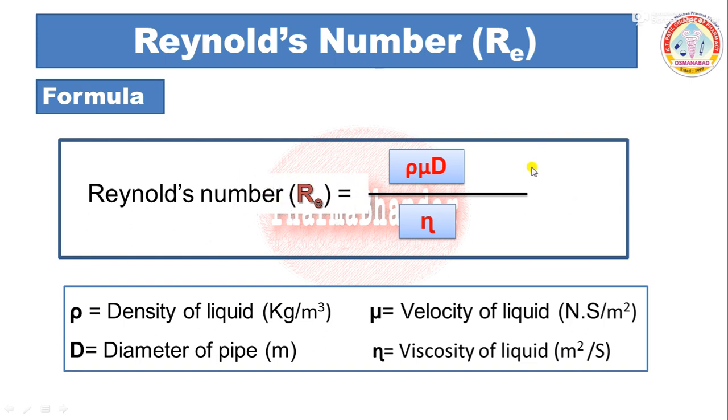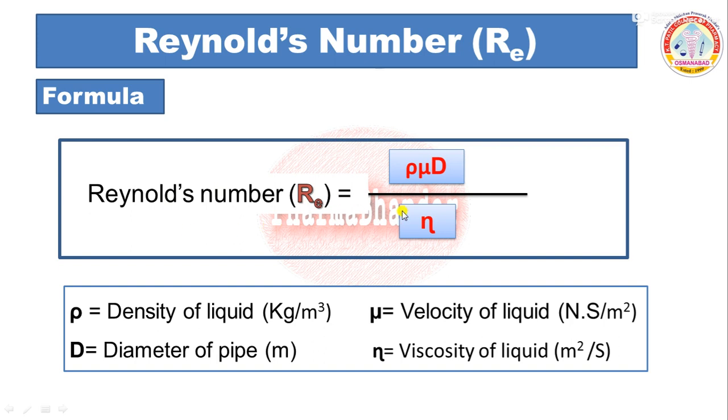But this Reynolds equation is mainly applicable to the fluid which is flowing through the pipe, but this equation can be used for other fluid flow situations by replacing the diameter with the respective parameters like length. These are the significance of this Reynolds number equation.